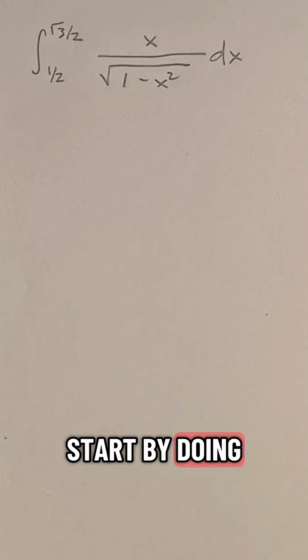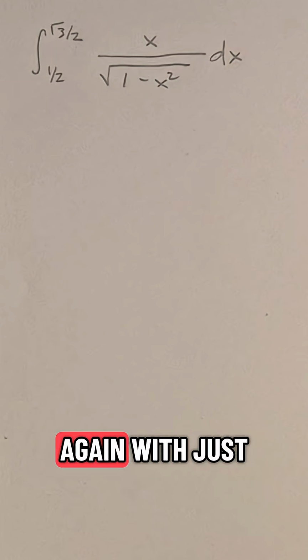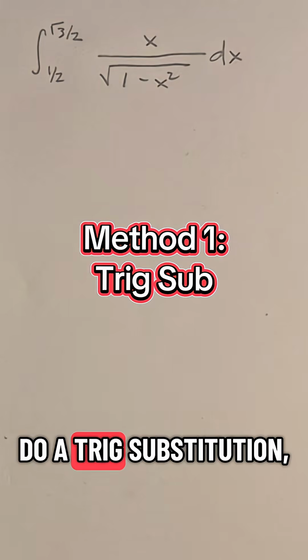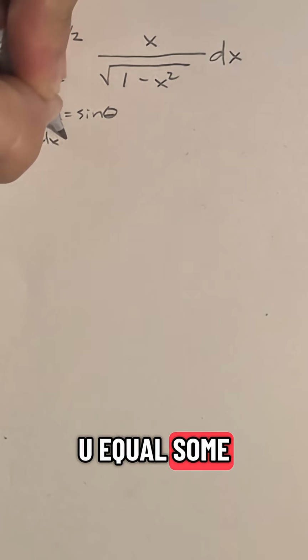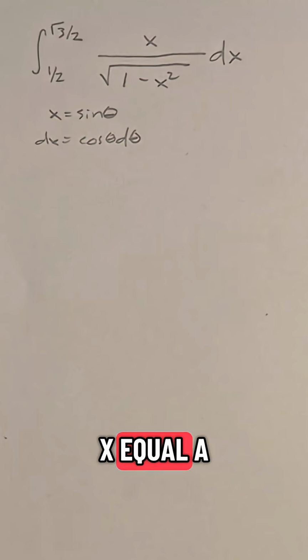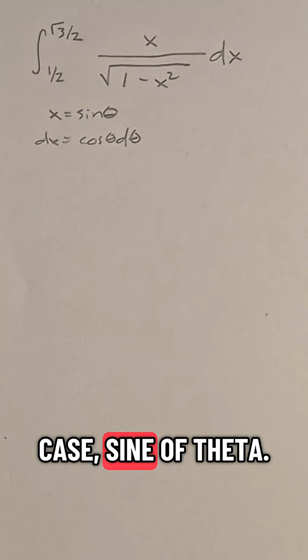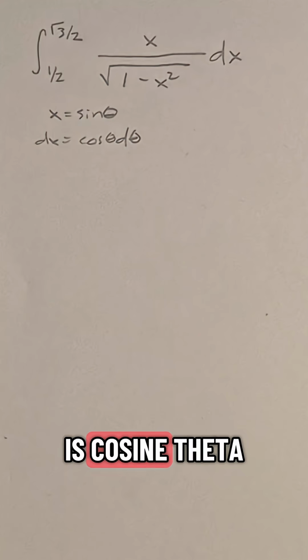So I'm going to start by doing it with trig substitution, and then we'll look at it again with just a standard u substitution. So when you do a trig substitution, instead of letting u equal some function of x, we're going to let x equal a function of u. In fact, we're going to let x equal sine of u, or in this case, sine of theta. Then dx is cosine theta d theta.